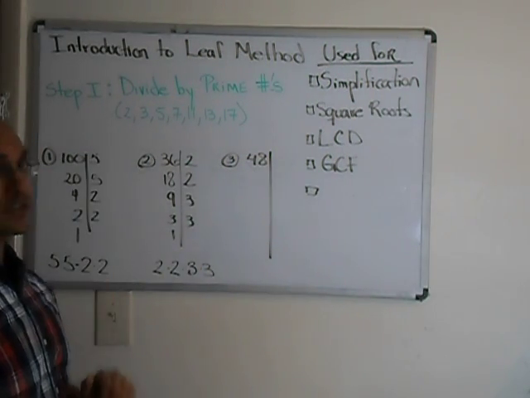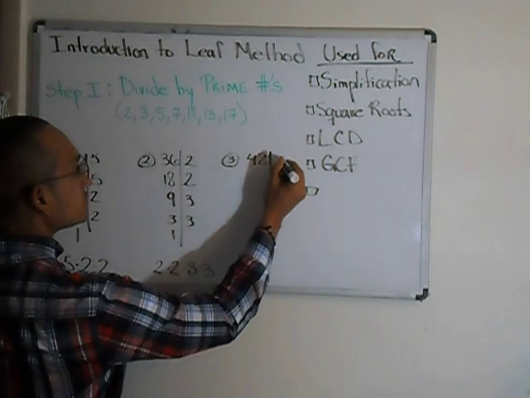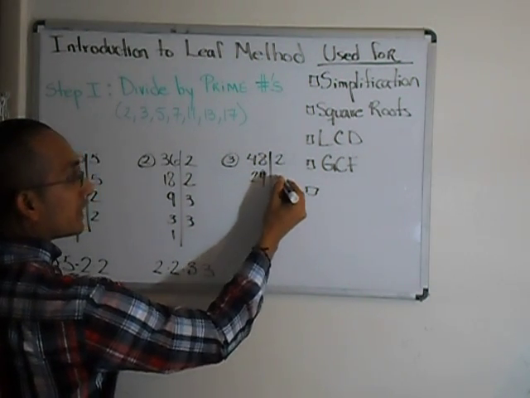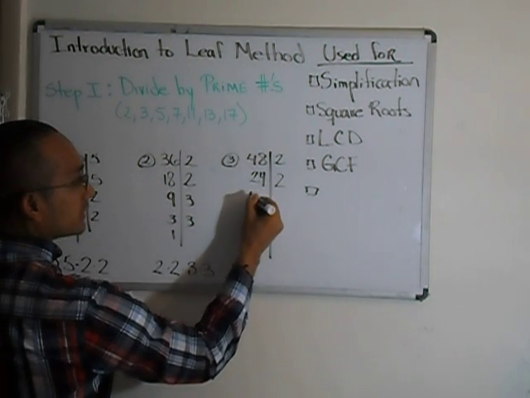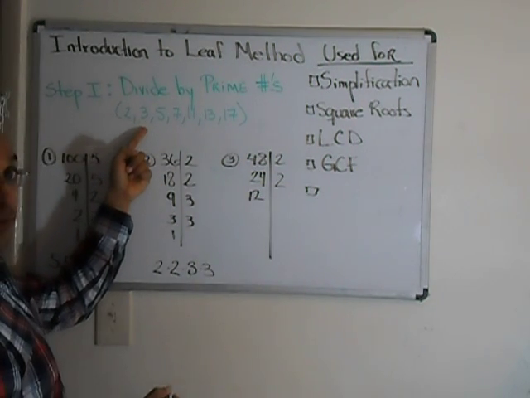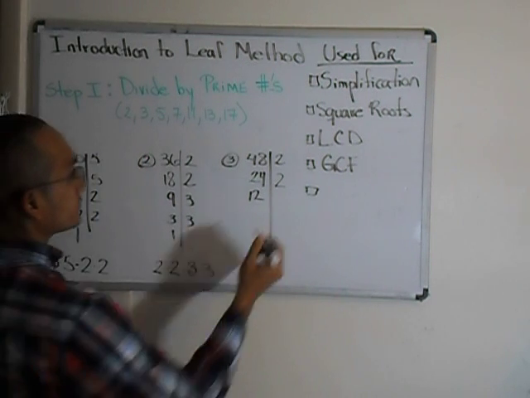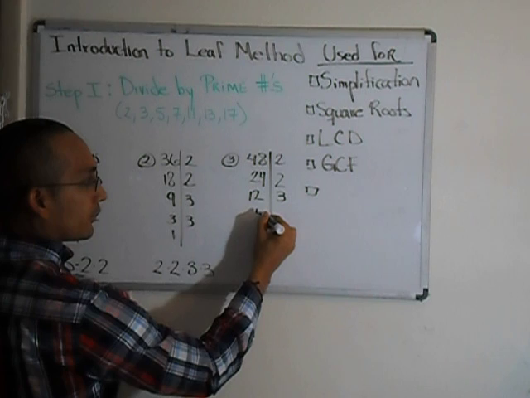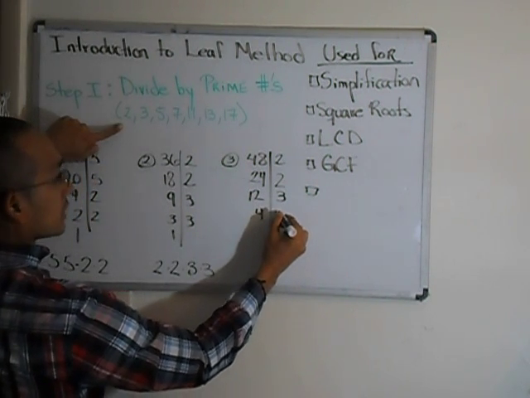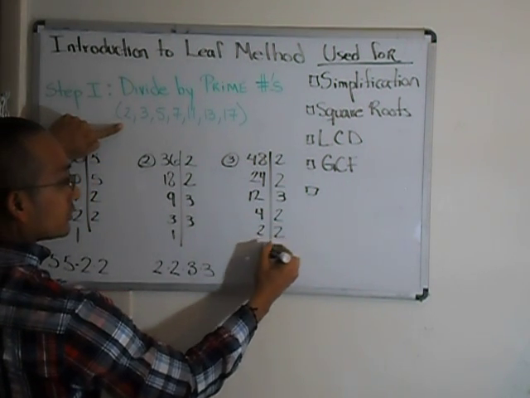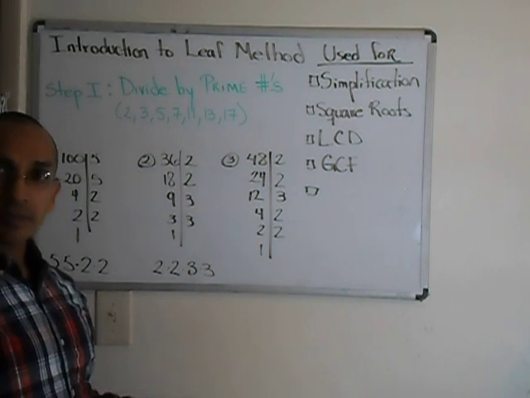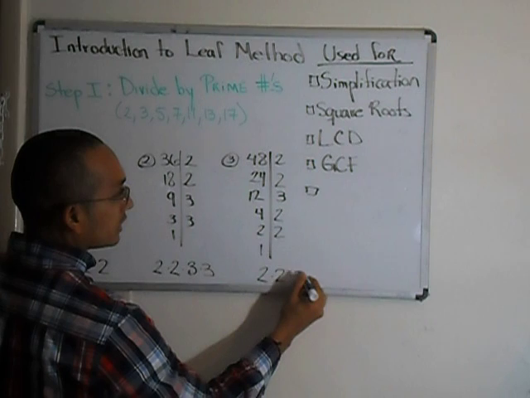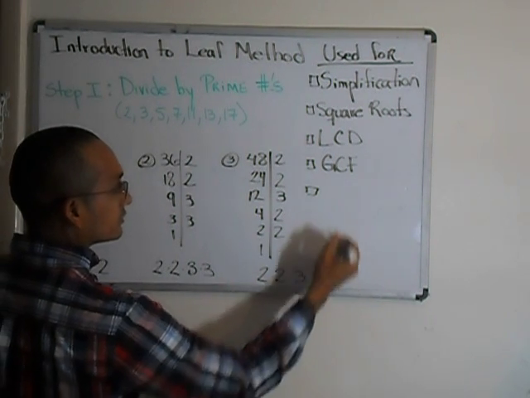48 is divisible into which of those numbers? We could say 2. How many times? 24. 24 divided by 2 is 12. 12 is divisible by 3 or by 2. I'll choose 3. 12 divided by 3 is 4. 4 divided by 2 is 2. And 2 divided by 2 is 1. So what is the prime factorization of 48? It is 2 times 2 times 3 times 2 times 2.